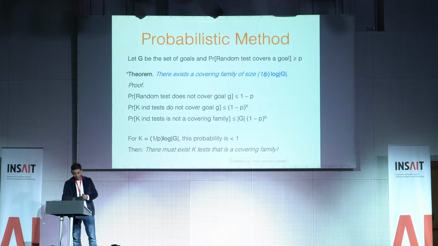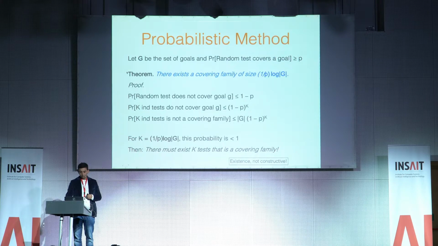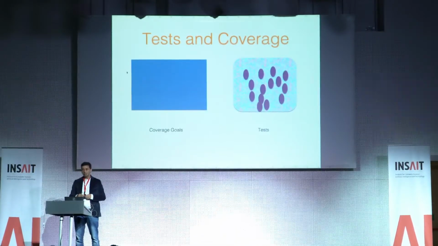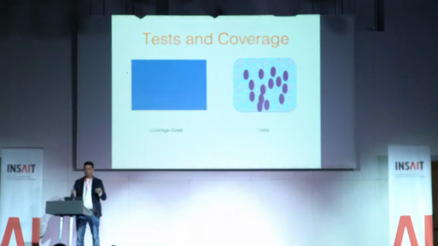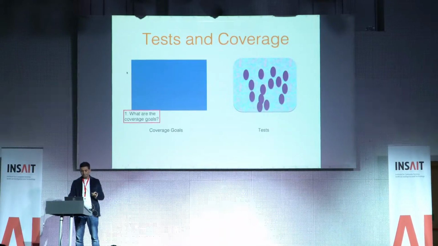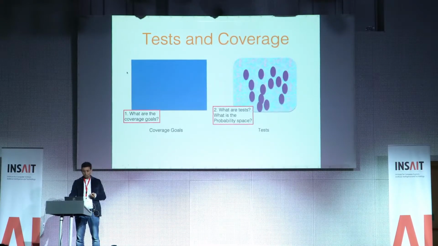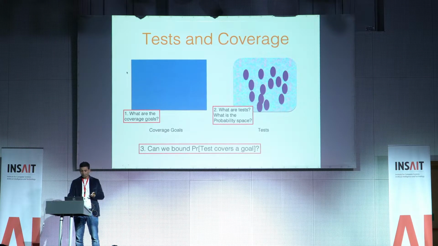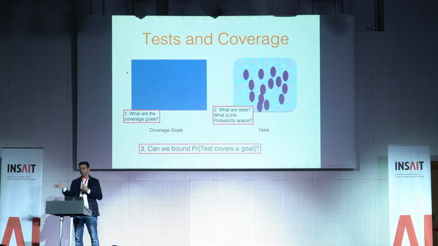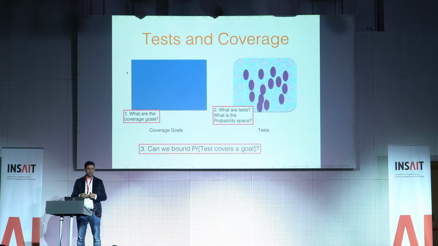So our next goal is to essentially come back to the picture that I showed you before. For a particular instance where you want to show a nice result on random testing, what you try to do is you define what are the coverage goals, you define what is your space of tests and the probability space, and then you try to see if you can bound the probability that a randomly chosen test covers a fixed goal. If you can do these three things, then you can apply this result and get the size of a covering family.